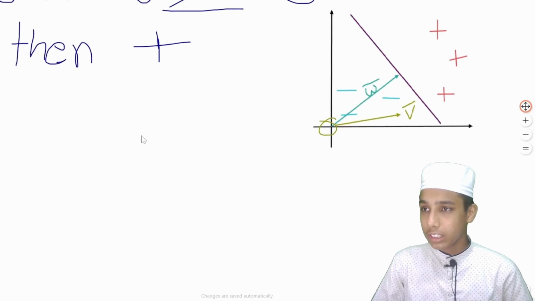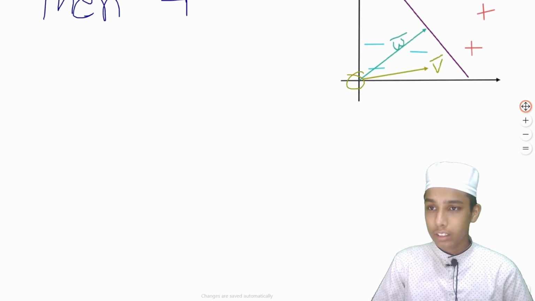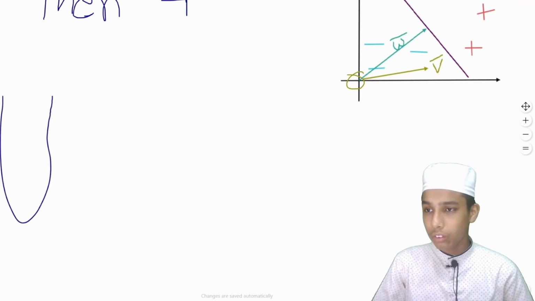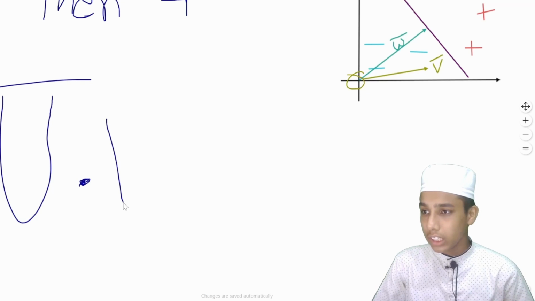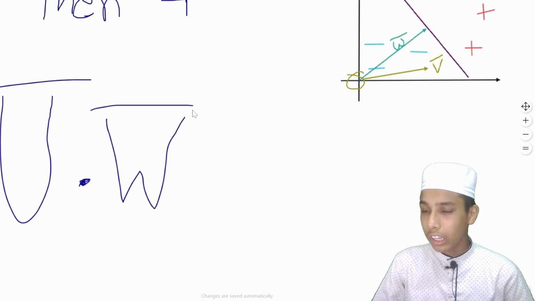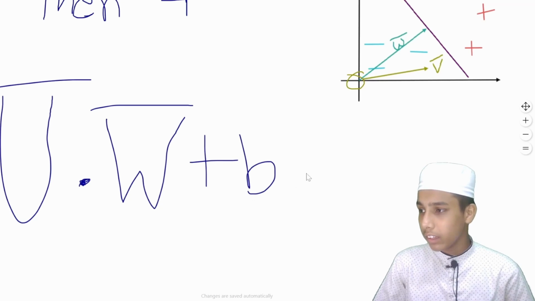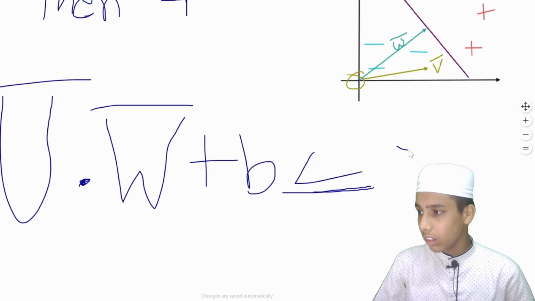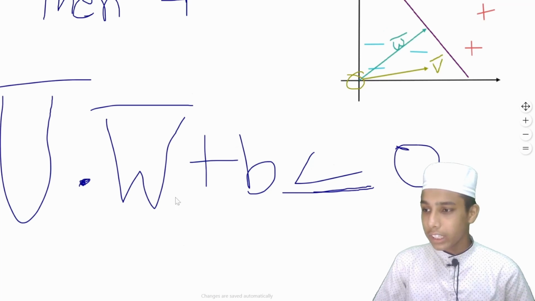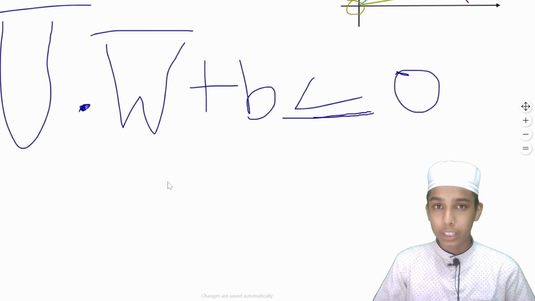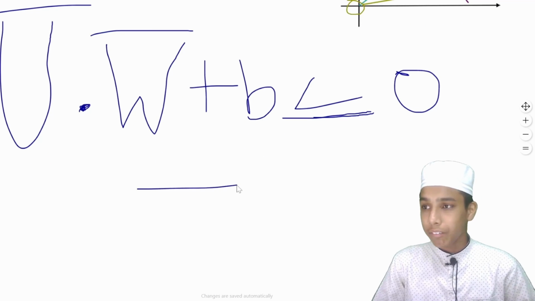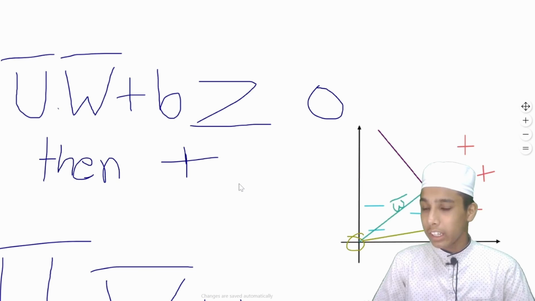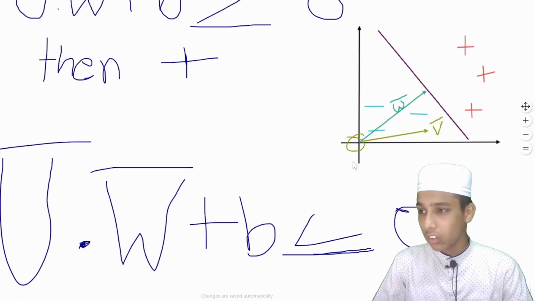So let's write it this way: u dot w, and then I'm going to add plus b. If it is less than or equal to 0, then it's going to be the minus symbol. At this point here it's going to be the plus, but in our case it's not going to be plus.